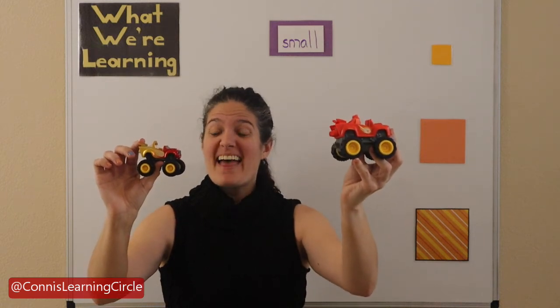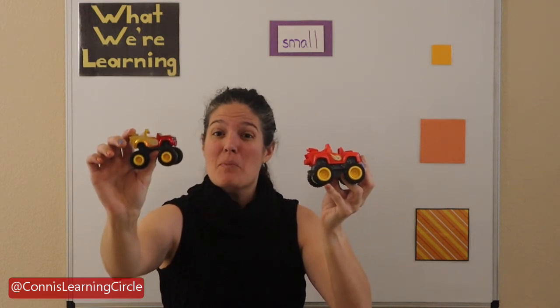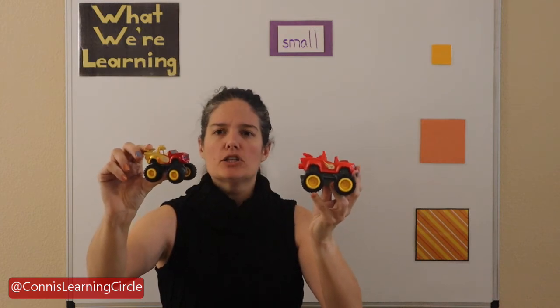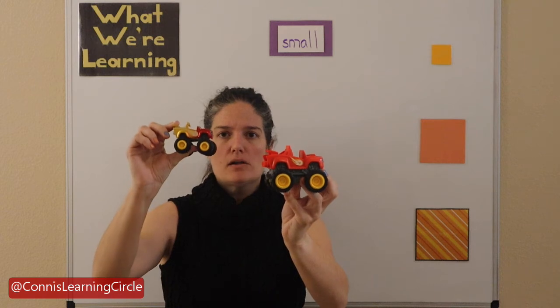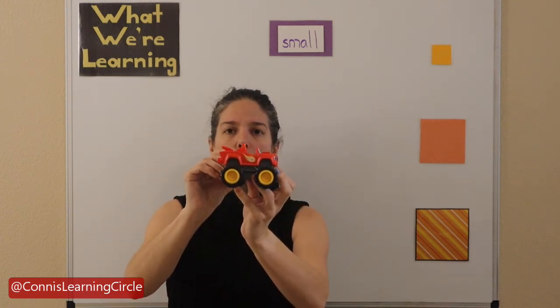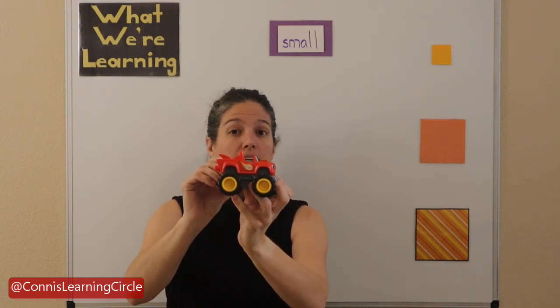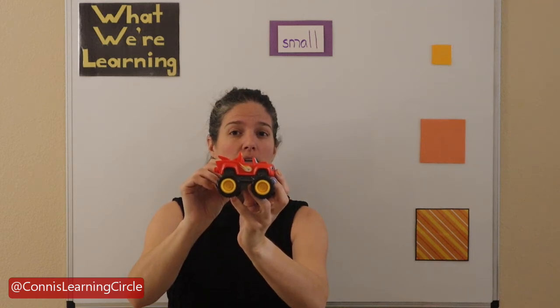This one's bigger, and that means what about this one? That means this one's smaller. Very good. And let's do the same thing we did with our balls. Let's look at our little small Blaze car behind our big Blaze Monster Machine. Can you see the small one behind the big one?